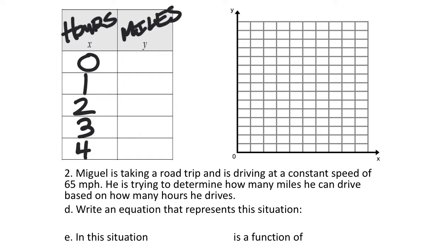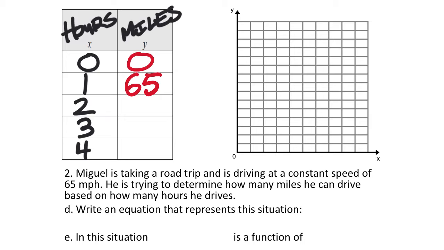And again, you could ask yourself, well, could he be driving for half an hour? And yes, he could. In fact, you could have half a mile, which is going to indicate that we could connect the points on this graph, which we're going to do. But what I do know is he's driving 65 miles per hour. So at 0 hours, he would have driven 0 miles right there. After 1 hour, well, at 65 miles per hour, how many miles would he have gone? 65.